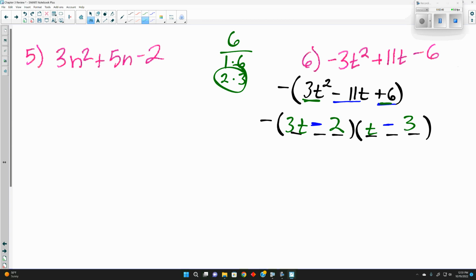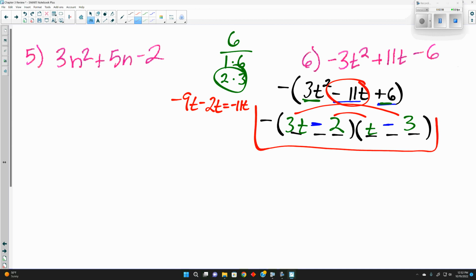And again, the last part is to check. 3t times negative 3 is negative 9t. Negative 2 times t is negative 2t, which gives us negative 11t. Is that what we wanted? So this here is our answer. We do have to include whatever the greatest common factor, whatever we pulled out, in our answer whenever we are factoring. Any other questions on 1 through 6? If you do have questions later, again, that video is up there.